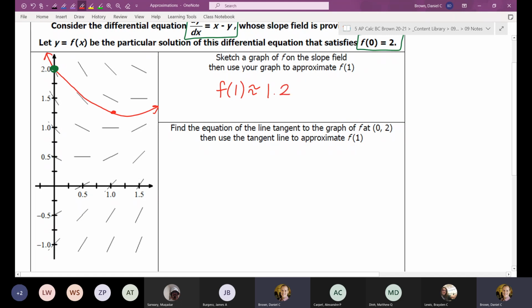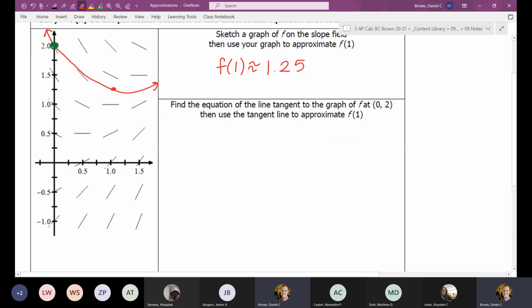1.25. Again, do we know that is exactly f of 1? No, because we don't know what that function or curve is. But we can kind of use the slope field as our guide. Now, we often want one that's a little bit more mathematical. Like, we don't want to have to just rely on how we drew it. That's not always going to be exact. That's not always going to be useful to us.